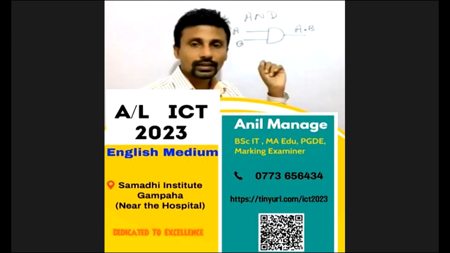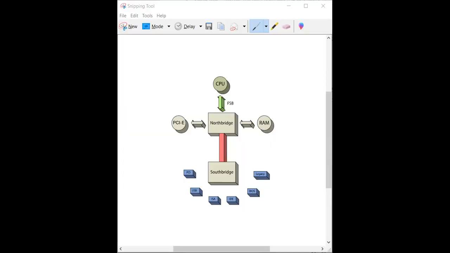Such as CPU, peripherals, and buses. North bridge and south bridge are the two chips in the chipset. I think you can see the diagram. We'll write down after that. I will draw the diagram. Write down first one, north bridge.